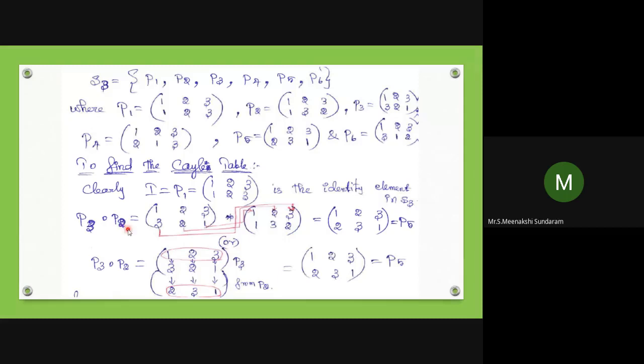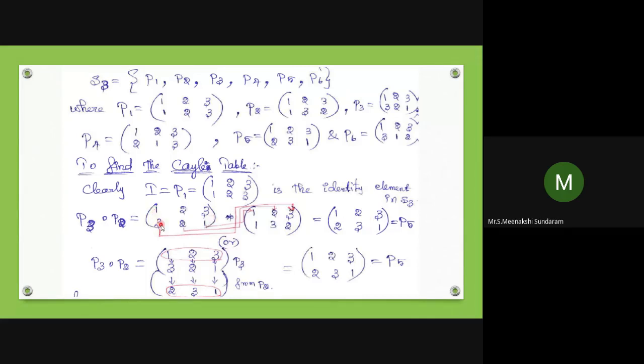Some examples only I can put here. Take P3 composition P2. First write the P3 permutation: 1, 2, 3 over 3, 2, 1. Then the operation is composition mapping, circle, with P2 being 1, 2, 3 over 1, 3, 2. How can we check? Don't change the order at first; in all the permutations you keep 1, 2, 3 fixed on top. So the output I can write as 1, 2, 3. The input is 1, 2, 3, and how can we write the output?